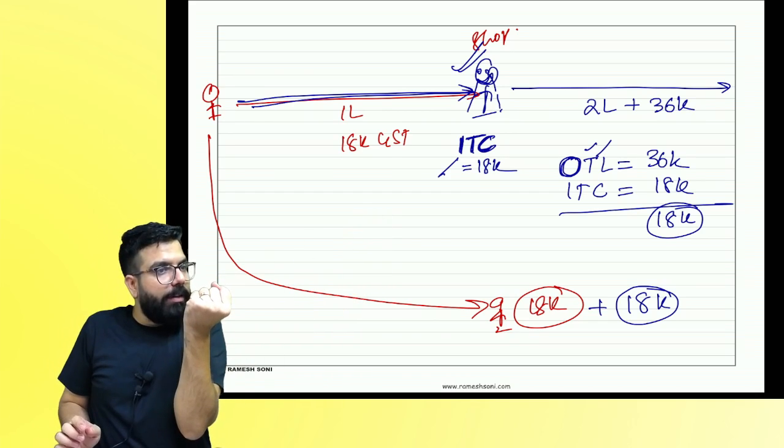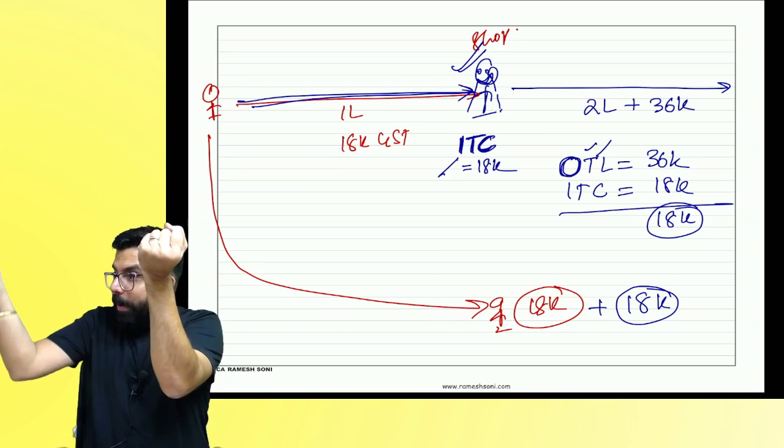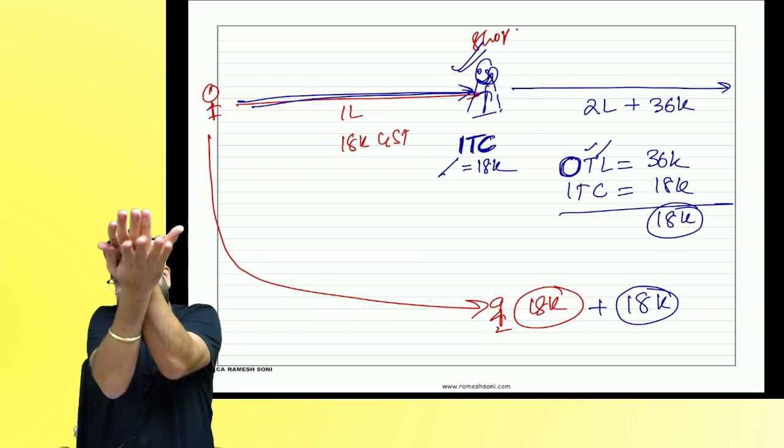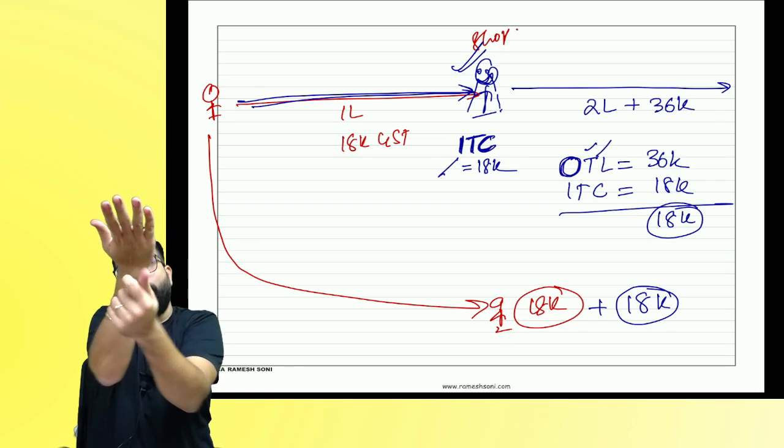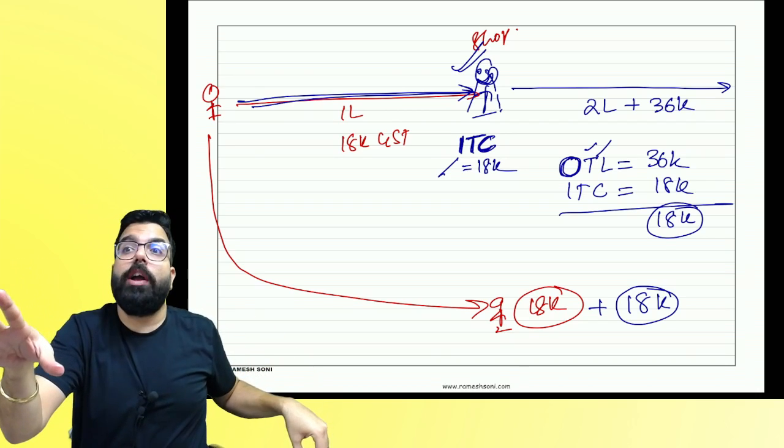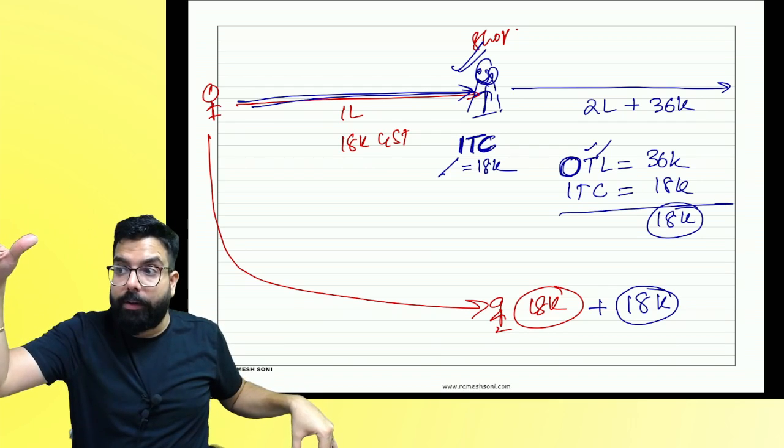You collected from customers 36. You had paid already. You deducted your 18. Remaining you paid to the government. Did you pay anything? Sure, everyone. People, did you guys get it?